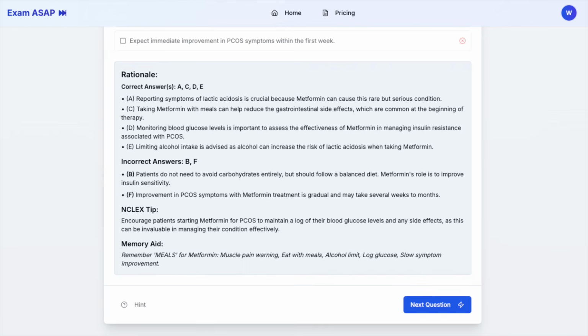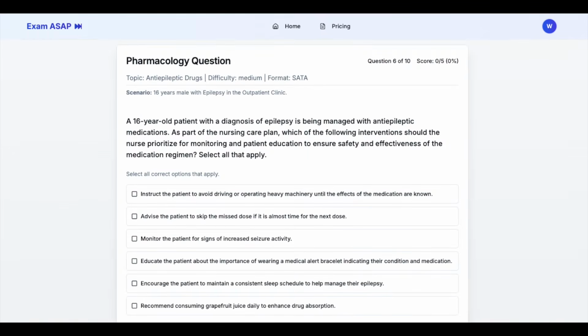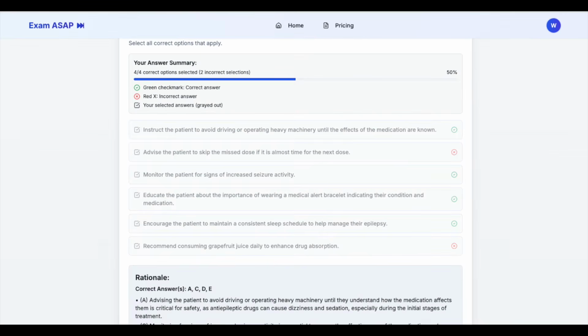Metformin's role is to improve insulin sensitivity, and improvement in PCOS symptoms with metformin treatment is gradual and may take several weeks to months. A 16-year-old patient with a diagnosis of epilepsy is being managed with anti-epileptic medications. As part of the nursing care plan, which of the following interventions should the nurse prioritize for monitoring and patient education to ensure safety and effectiveness of the medication regimen? Select all that apply. The correct answers are A, C, D, E.